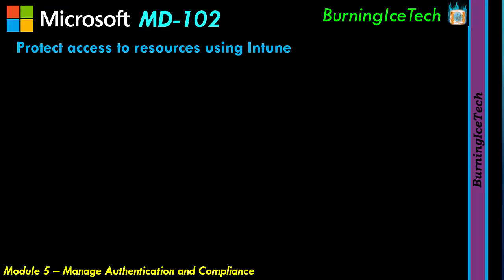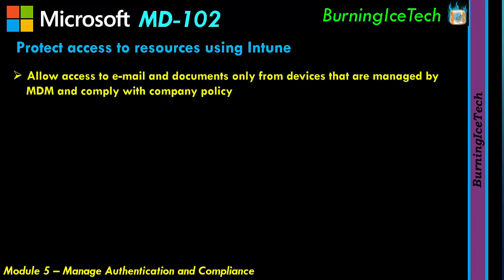Anyway, with regards to protecting access to your resources, you can go and configure quite a few things, guys. And when I say this, I mean this from the administrator's perspective, obviously. You can go and allow access to email and documents only from devices that are managed by MDM and comply with company policy. In case you don't remember, MDM stands for Mobile Device Management, and this can be more than one thing, but in this instance, we're referring to Intune. So if these devices in question are not managed by the MDM, in other words, your company Intune, then they will not be allowed to access email and documents. That is, in fact, something you can go and configure with regards to your policies and stuff.